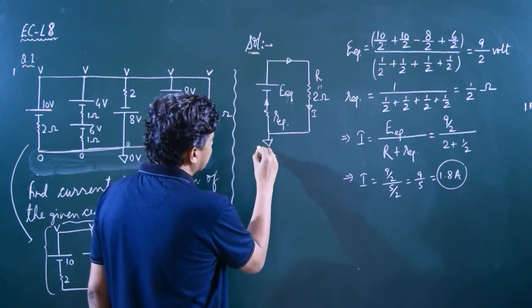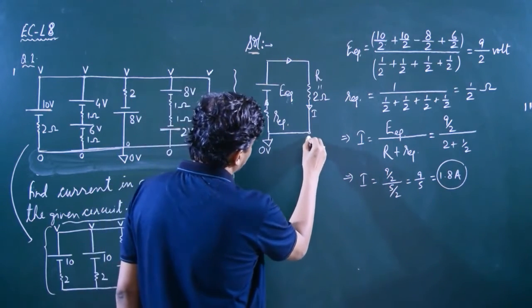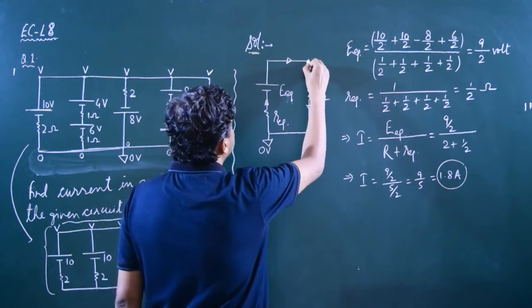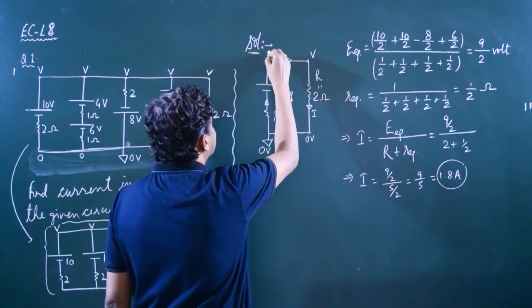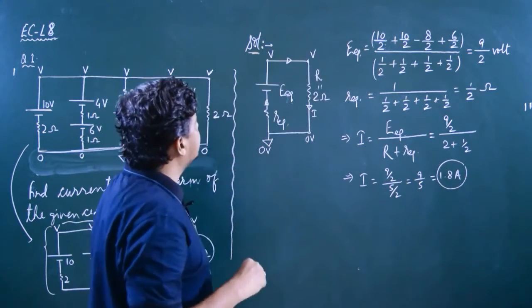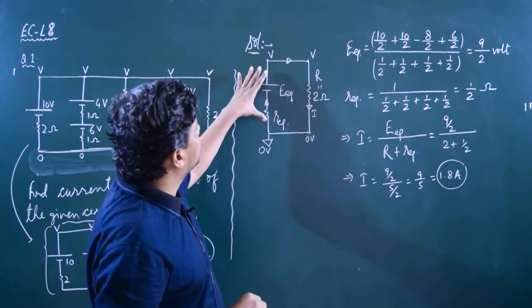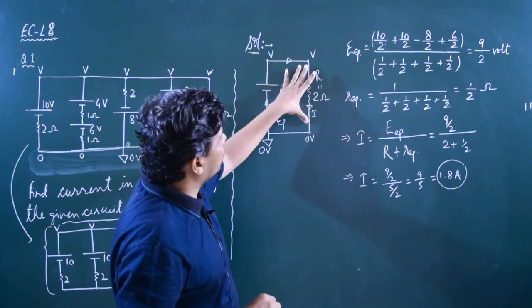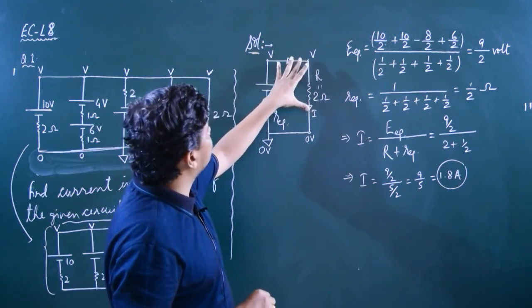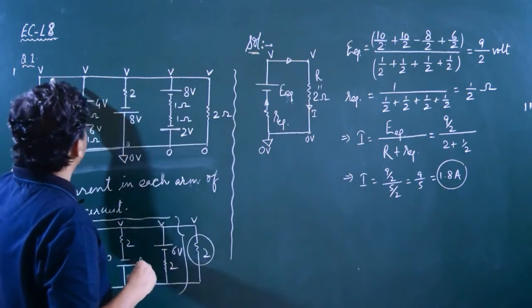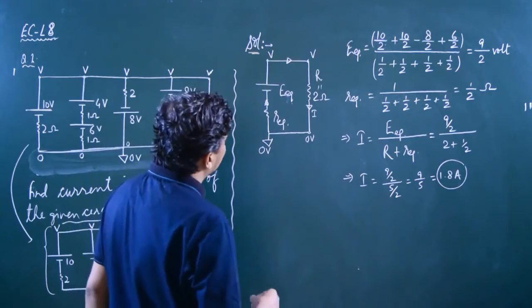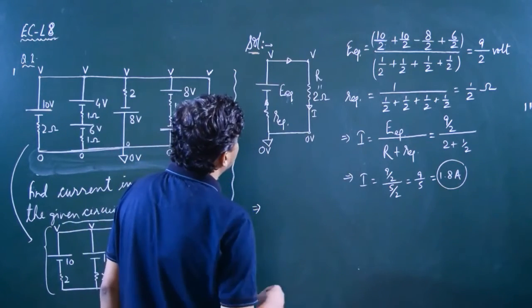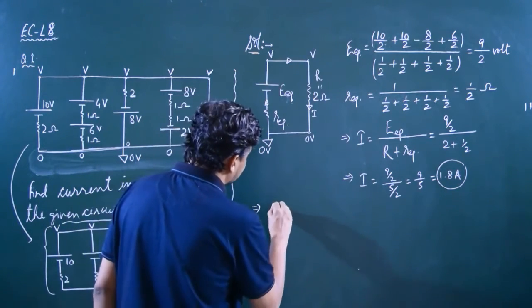This point has potential 0 volt and here also potential 0 volt. Here potential is V and here also potential is V. Now we can easily calculate the potential drop. Here is the potential drop across the resistance and the potential at this point, which will be the potential at each upper point of the given circuit.